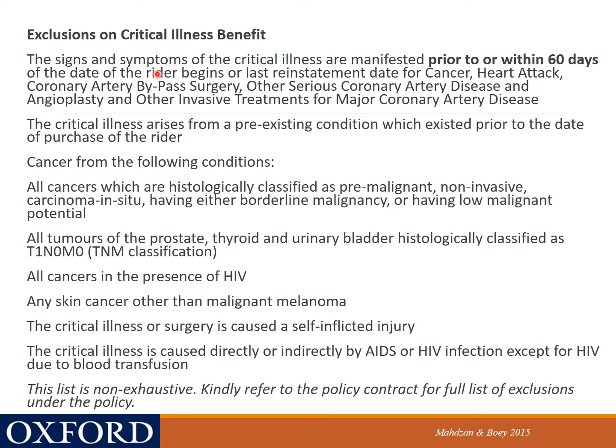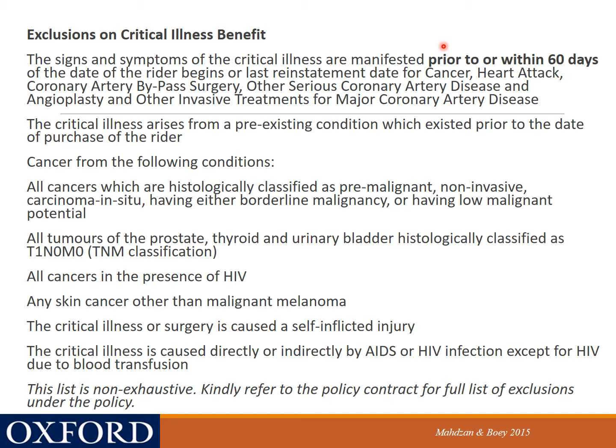The signs and symptoms of the critical illness are manifested prior to or within 60 days of the date the rider begins, or last reinstatement date, for cancer, heart attack, and so on. So what this means is that the symptoms of the critical illness had already appeared within 60 days of taking up this policy.